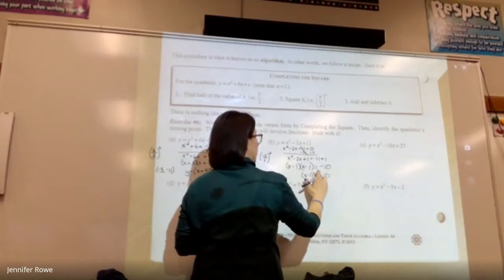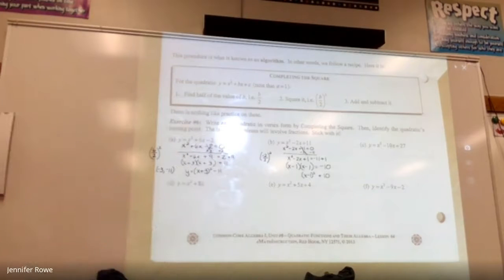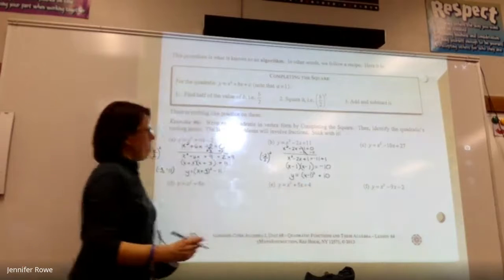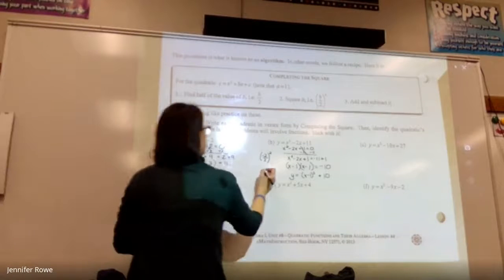Should I save us some space again? Actually, yes. So I moved the 10 back over. Put equals y in front of it. And what's your vertex? So 1, 10. 1, 10.